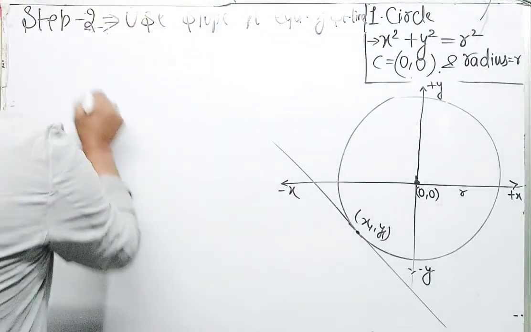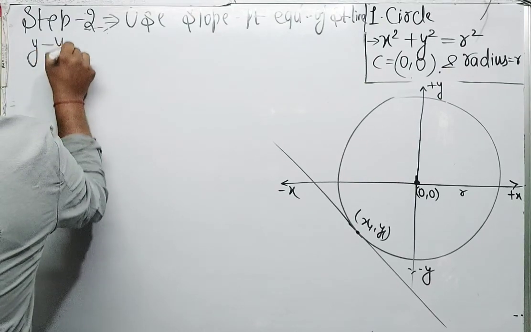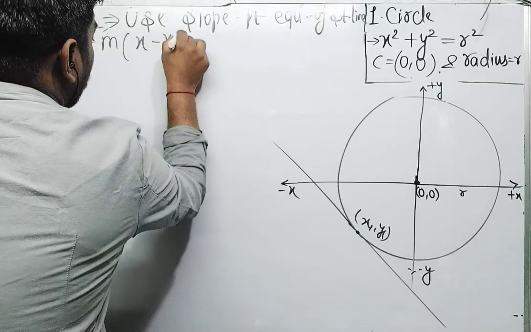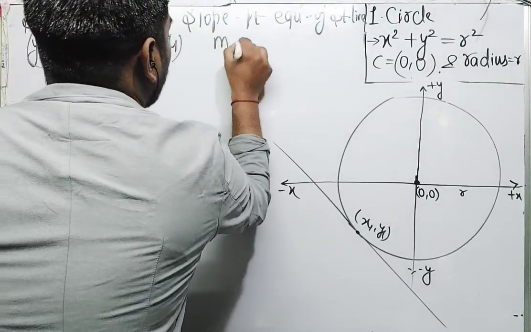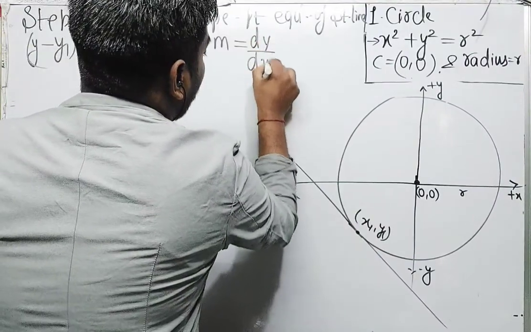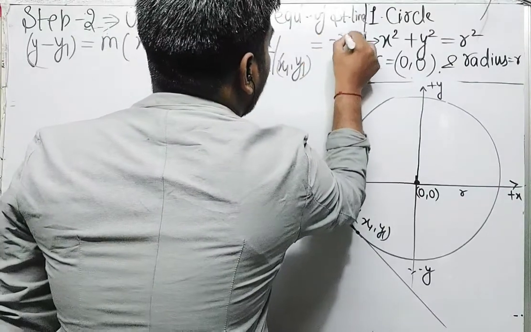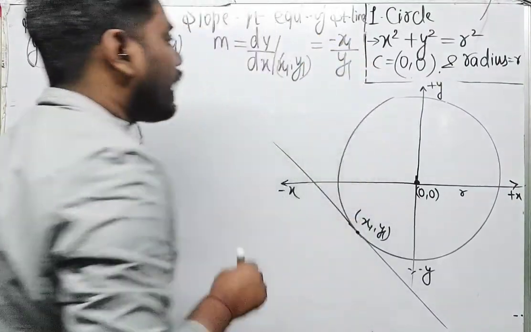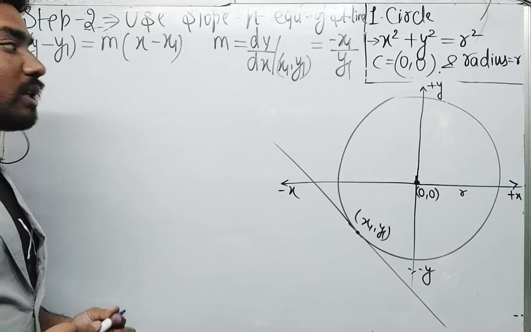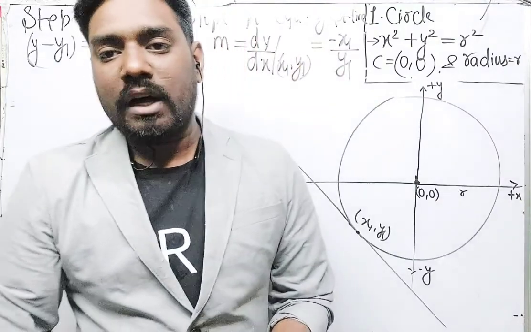So in that case, we have the equation: y minus y1 is equal to slope multiplied by x minus x1. So here the slope is equal to dy upon dx at x1, y1. So we have minus x1 upon y1. That is the slope of the equation, and which point is given? The point is x1 comma y1.